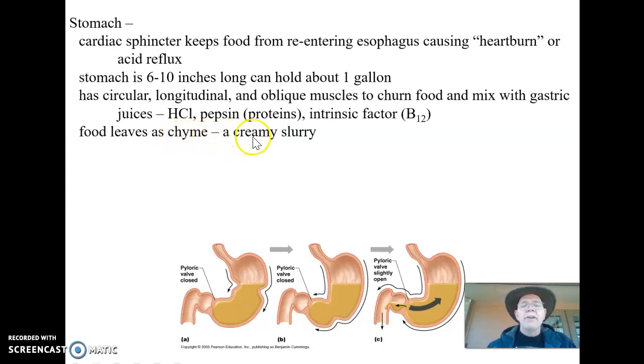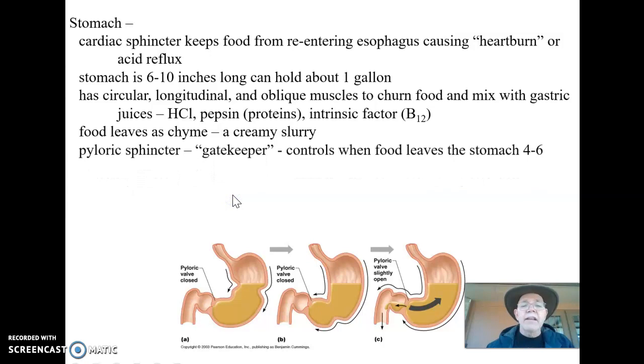C-H-Y-M-E, chyme, and it's a very creamy looking, slurry, messy stuff. That's why if you throw up, it's mostly liquid unless there's some chunks that haven't got broken down much yet, okay? Now, the chyme sits in there, and a little bit at a time will be let out through the bottom here, which is the pyloric sphincter, okay?